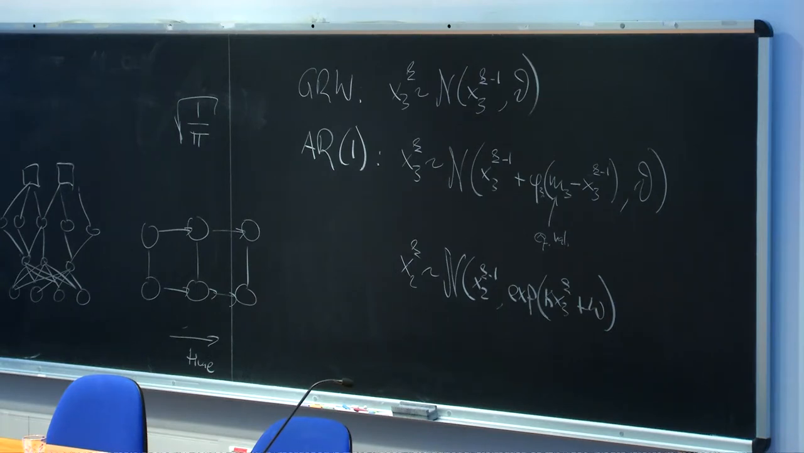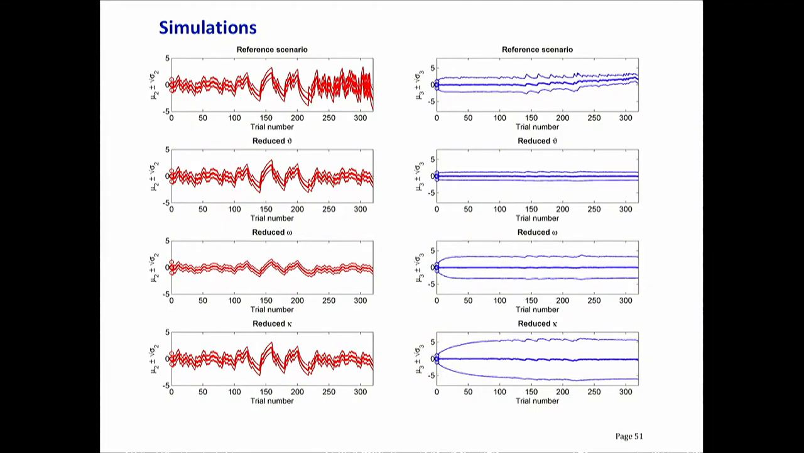And here you can see what goes on at the second level. We have the reference scenario at the top. Then if we reduce theta, the uncertainty about mu 3 also decreases. If we reduce omega, then not much is learned at the second level. Because not much is learned there, we're also quite uncertain about what is going on at the third level. So you can see this uncertainty about the third level increasing, both with respect to the reduced theta scenario as well as with respect to the reference scenario.